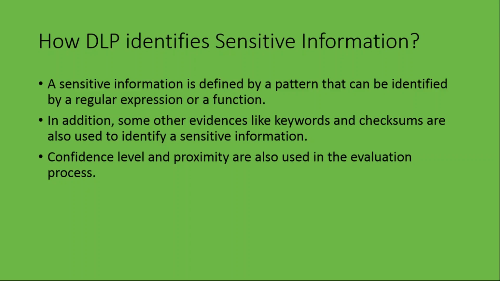Apart from that, there are also keywords and checksums. For a credit card number, it looks for keywords like Visa, MasterCard or Discover in the document. Similarly, for the social security number, it finds text or words like SSN or social security number. By finding those keywords, it can identify that it's a sensitive document. There are some other parameters also, like confidence level and proximity.